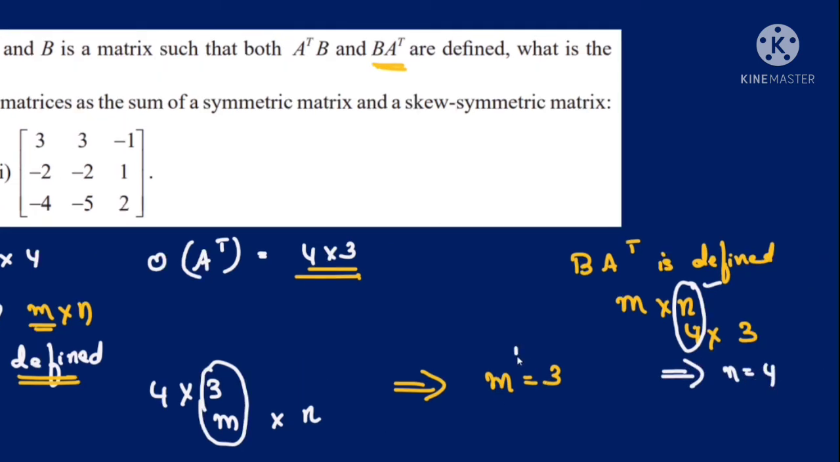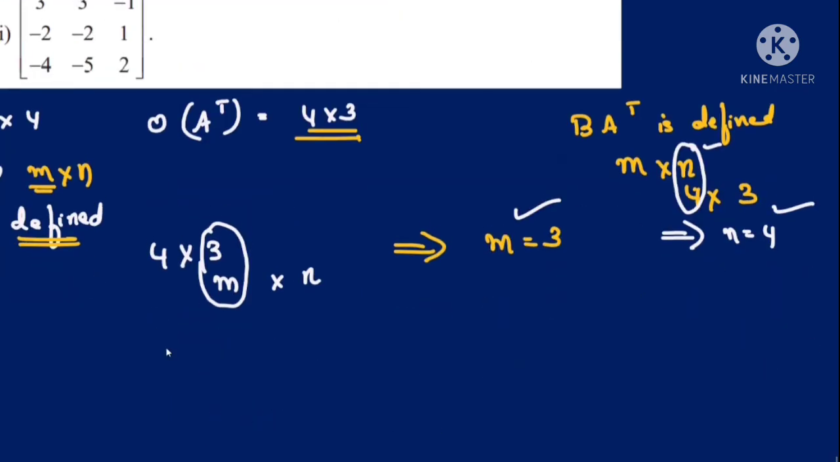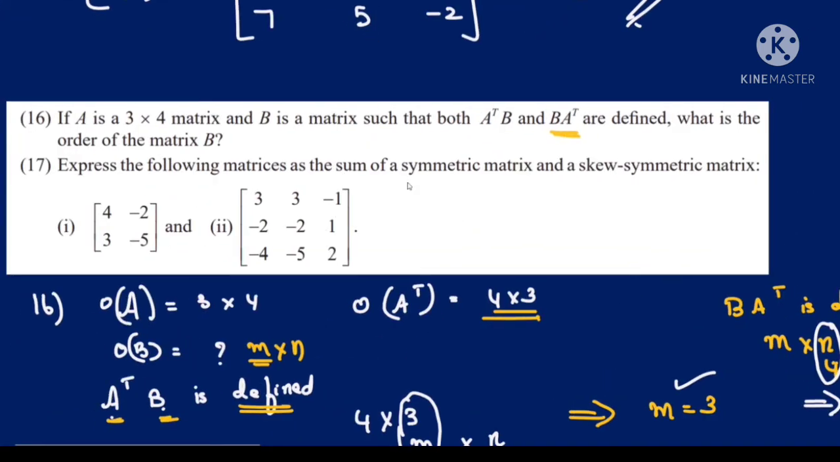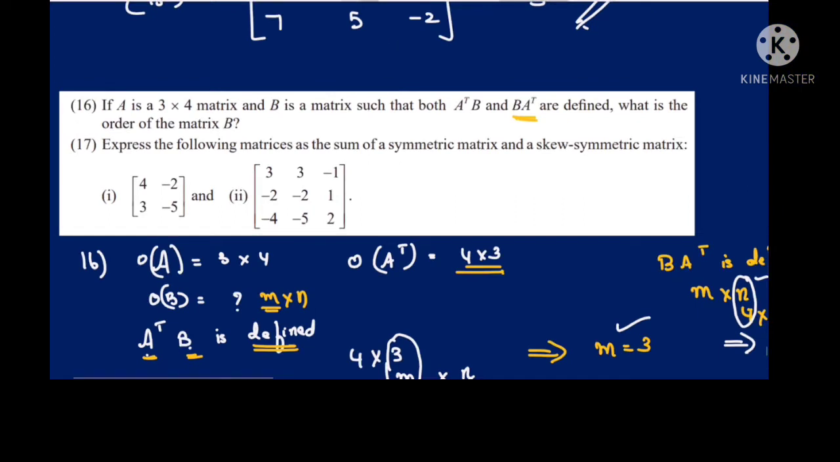So we have found M and also we found N. That means order of B is, what is the order of B? M by N. What is M? 3. What is N? 4. So that's all. They ask you to find what is the order of the matrix B. So the order of the matrix B is 3 by 4.